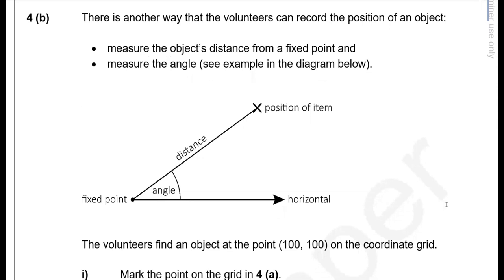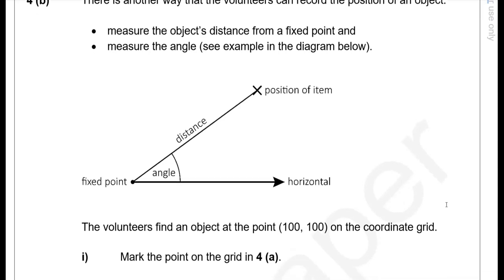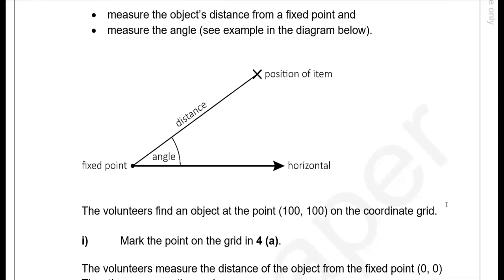There is another way that the volunteers can record the position of an object: measure the object's distance from a fixed point, and measure the angle. See example in the diagram below. Volunteers find an object at the point 100, 100 on the coordinate grid. Mark the point on the grid in 4A.